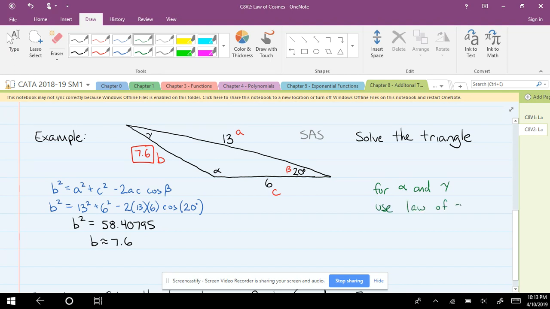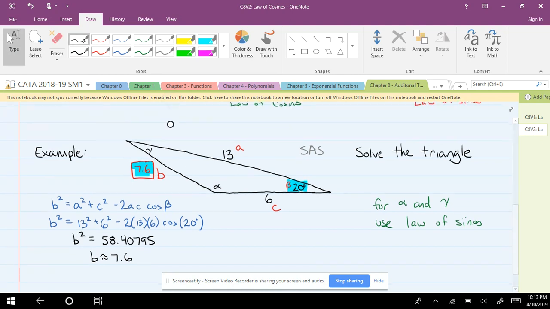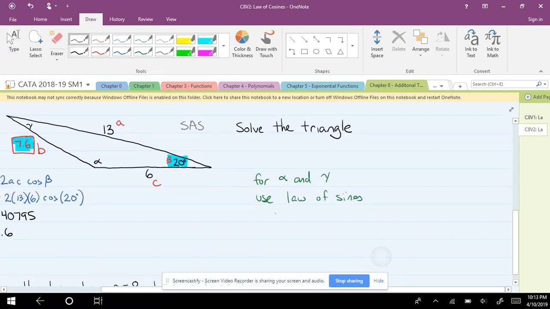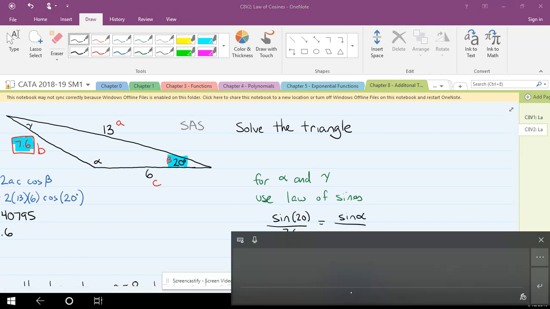I'm going to use the law of sines. And the reason for that is now I have an opposite side and angle relationship. So if I'm looking for alpha, what I would do is the sine of 20 divided by 7.6 is equal to the sine of alpha divided by 13.